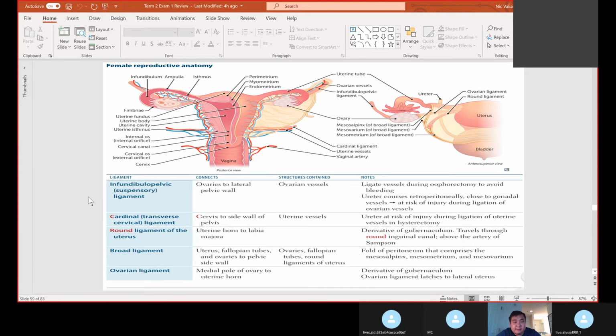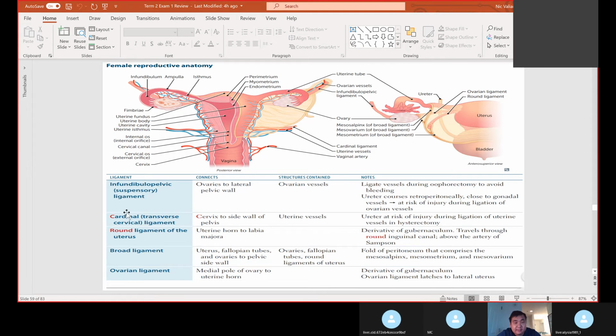Know the ligaments. Most important thing here is the suspensory ligament. Why? Because you need to ligate the suspensory ligament during oophorectomy. If you want to remove the ovaries, you need to ligate this one to avoid bleeding, because it contains your ovarian vessels.